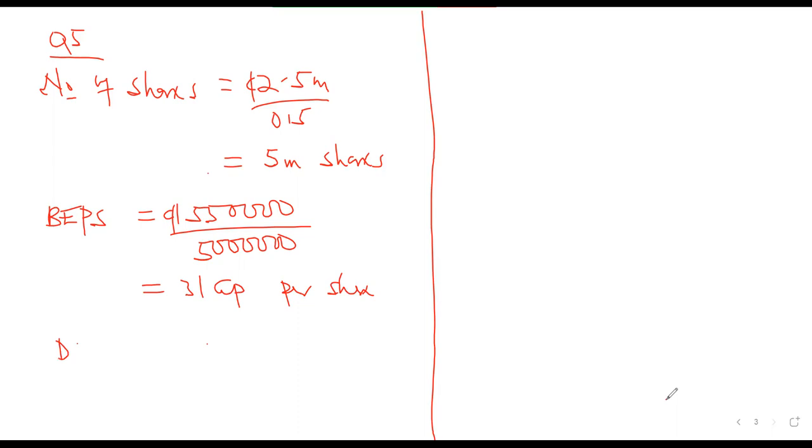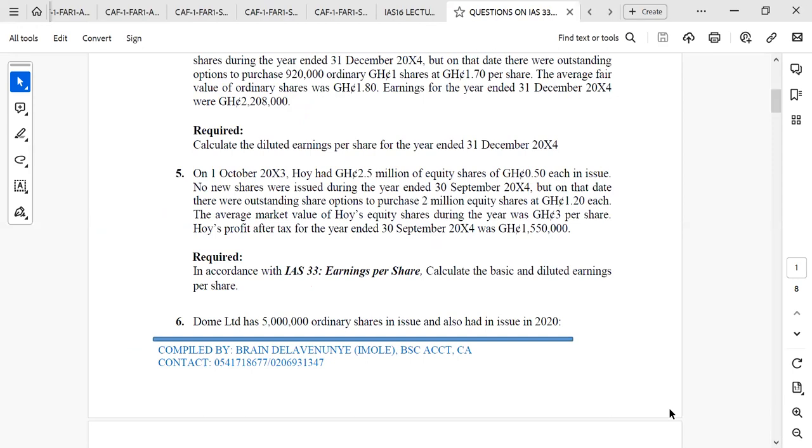Confirmed. So let's come to the diluted earnings per share. If there are options, nothing is going to happen to the profit. We still have the same profit, but we calculate the number of shares that we are giving to the people for free. What is the current market price of the shares? It's 3 cedis. Am I correct?